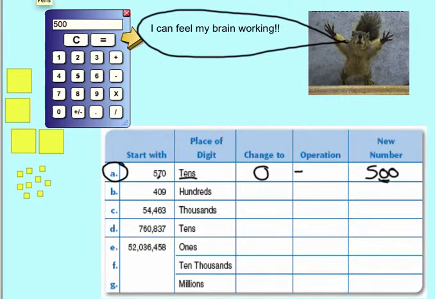Let's try another one. Let's look at B. Now I'm talking about starting with the number 409. I'm going to go ahead and clear my calculator, and I'm going to type in my calculator 409. And this time we are changing the place value of the hundreds place.